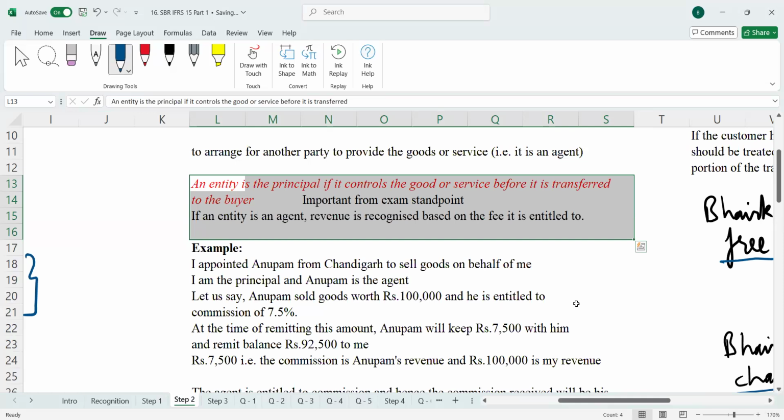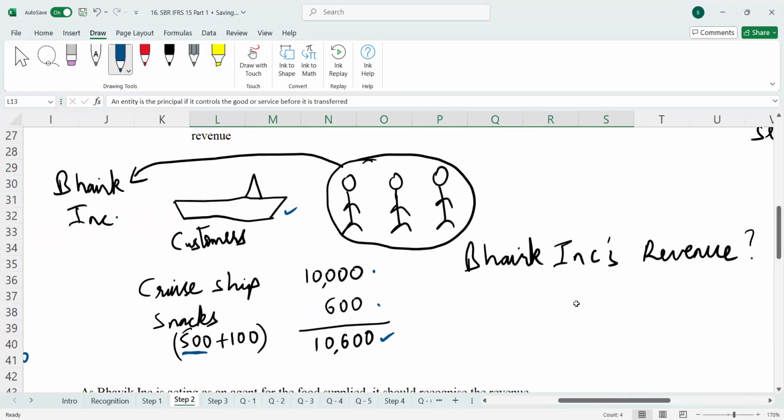Okay? Now tell me. Entire 10,600. So you are saying that I should recognize only 10,000 as revenue. But what about this commission that I'm charging? This is a kind of my commission only, right? Or the operating fees. What should I do with this then? This 100 is income for me, right?